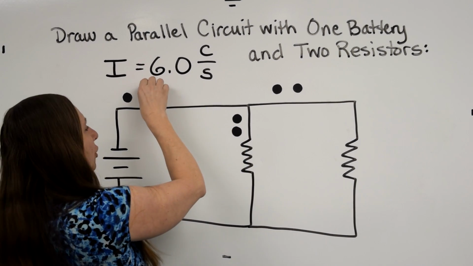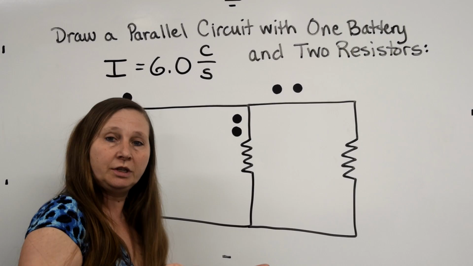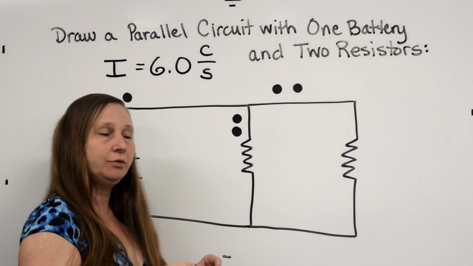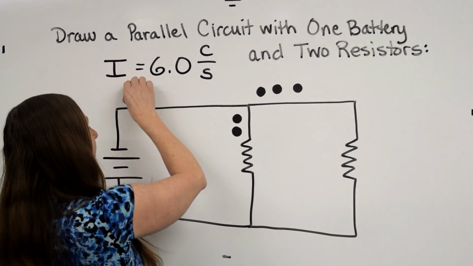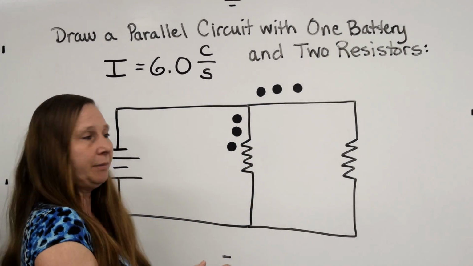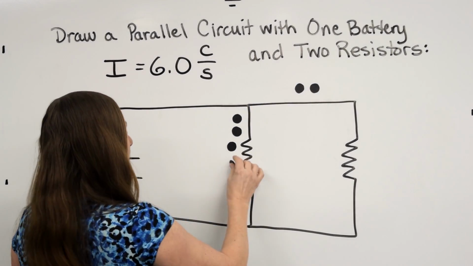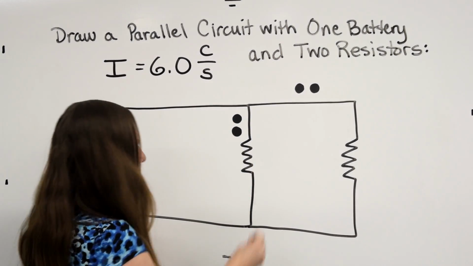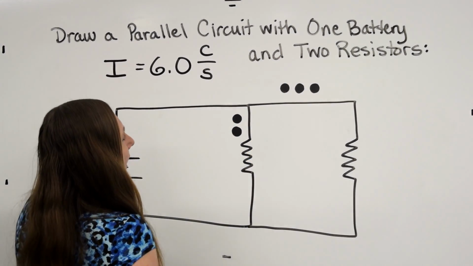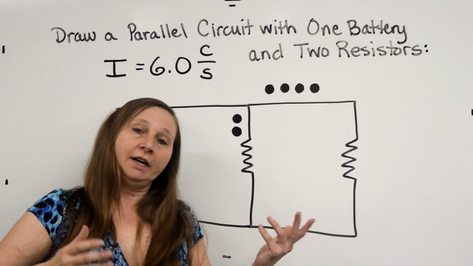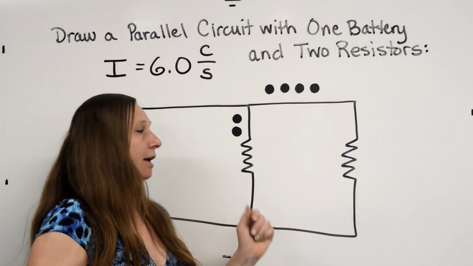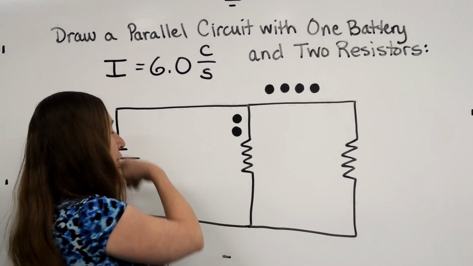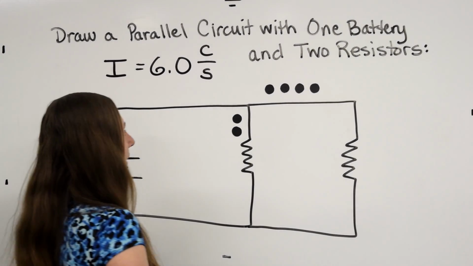Now, we're not going to go into the details about why they split up in a certain way in this video. We'll do that in another video. But it could go 3 and 3. It could split up that way. Or it could go 2 of them this way and 4 of them this way. Or perhaps 1.5 coulombs go this way and 4.5 coulombs go the other way. In any case, these 2 currents are going to add up to the total 6 coulombs per second.